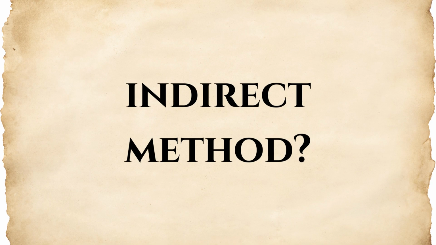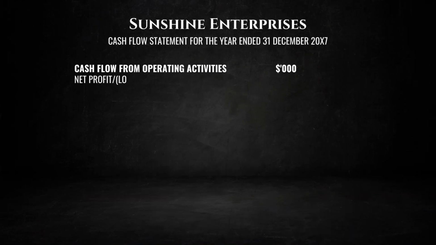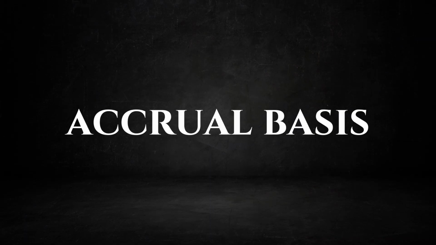So, what exactly is the indirect method? Well, it all begins with the net profit or loss derived from the income statement. The indirect method involves adjusting the net profit figure to account for non-cash transactions until we arrive at the net cash inflow or outflow. It's worth noting that many large companies adhere to the accrual basis of accounting, where revenue is recognized when earned and expenses are recorded when incurred, not necessarily when cash is received or paid out.